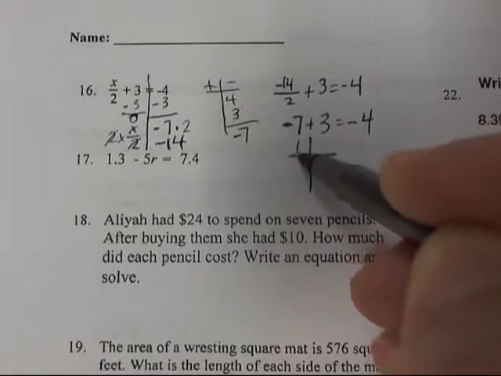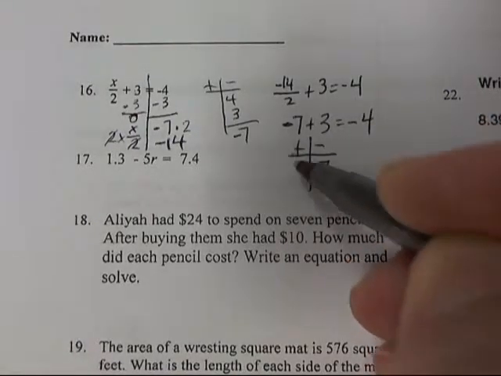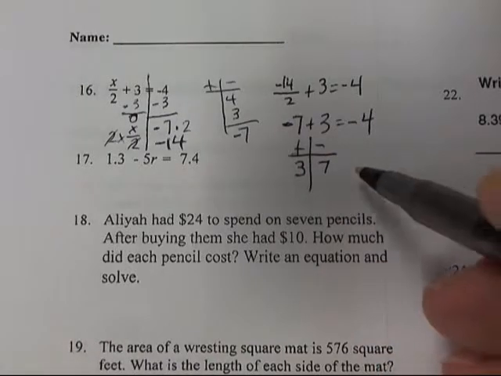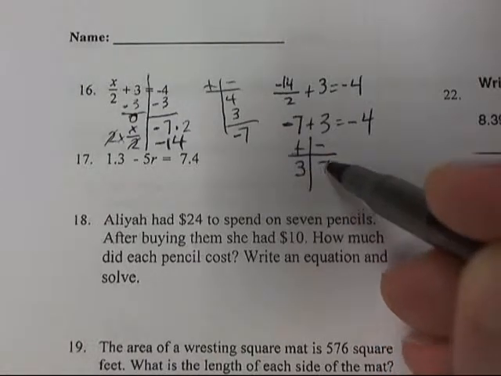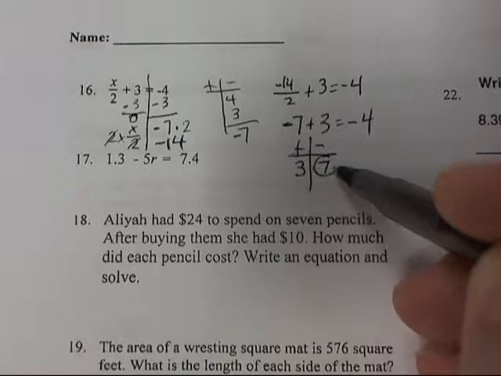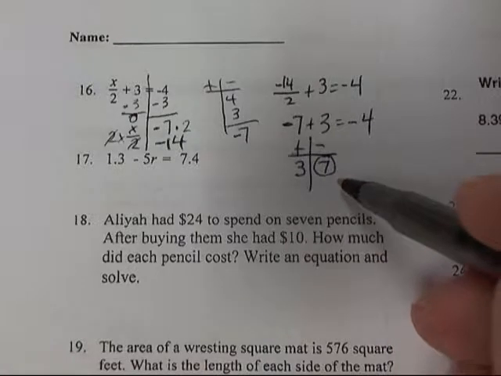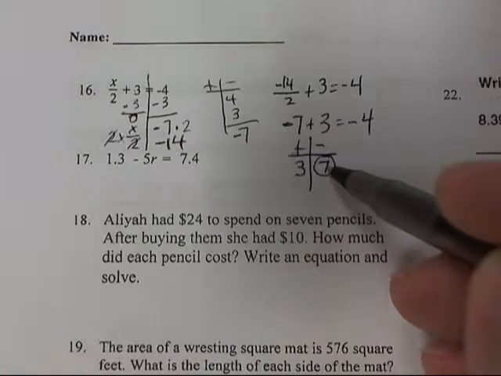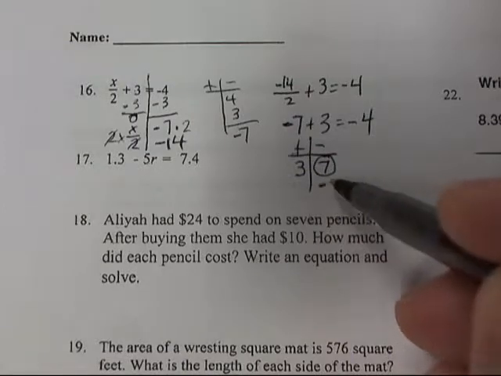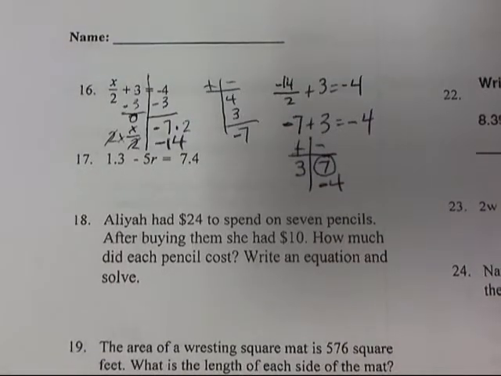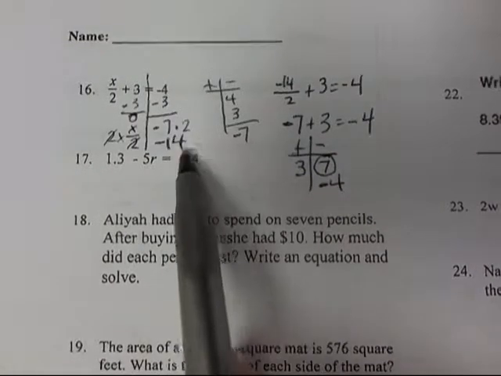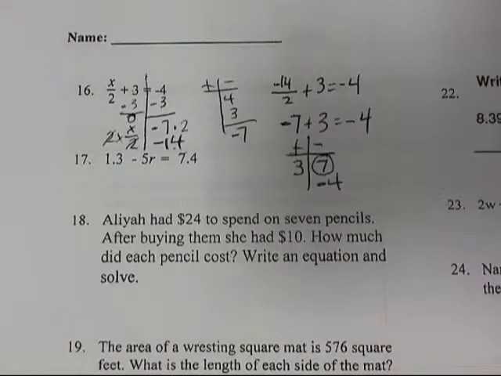And now I can plug these numbers in a scoreboard, -7, +3. Different teams, you subtract. 7 minus 3 is 4. And you keep the sign of the team that has the most points. So 7 is greater than 3, so it's going to be a negative sign. So it checks out okay. So the correct answer is x equals -14.